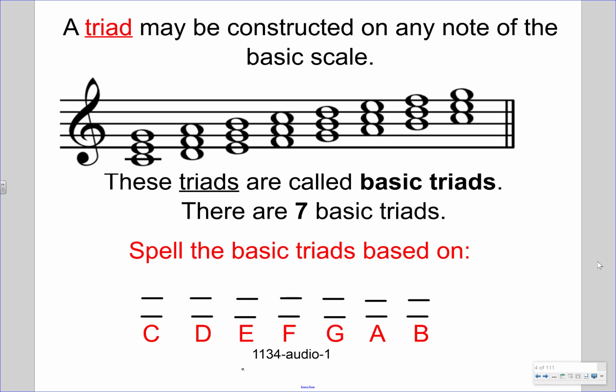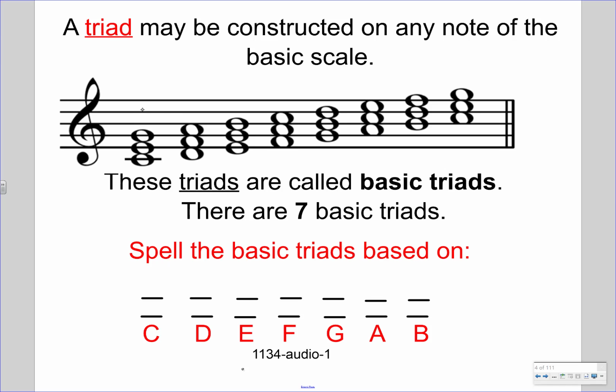A triad may be constructed on any note of the basic scale. The following figure shows us that these triads are basic. Recall that the term basic means that there are no accidentals. In other words, all white notes on a piano keyboard. At the bottom of the screen, we're going to spell the basic triads based on the following basic notes. I have labeled C, D, E, F, G, A, B, which is the lowest note of each of these basic triads. Right now, let's spell the first one together.